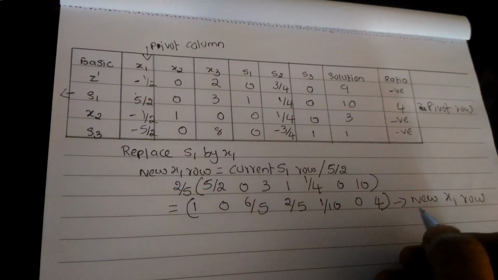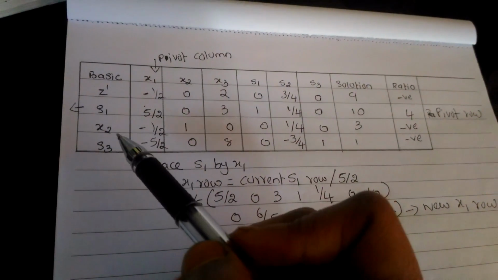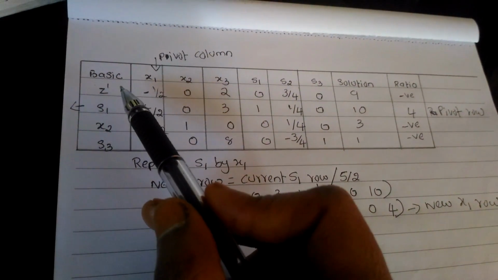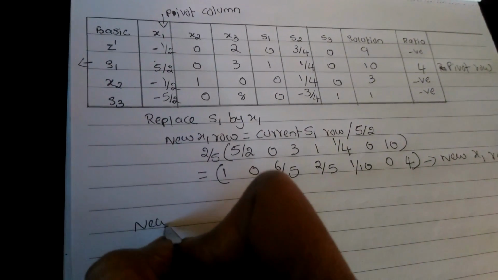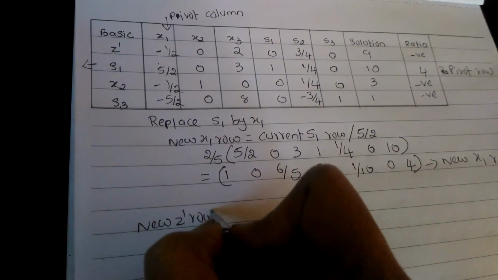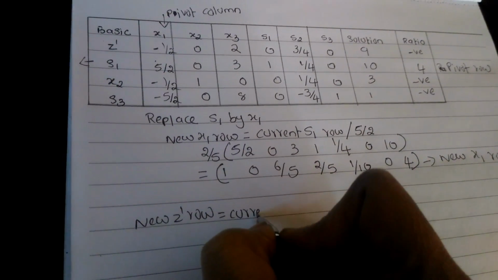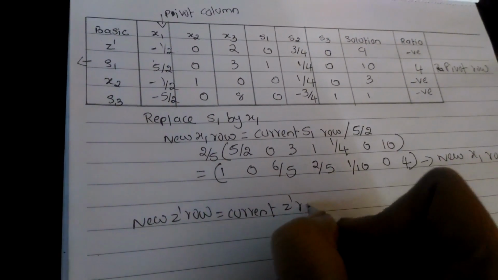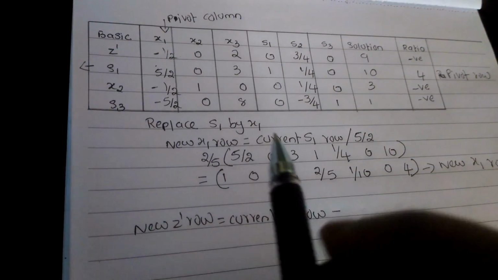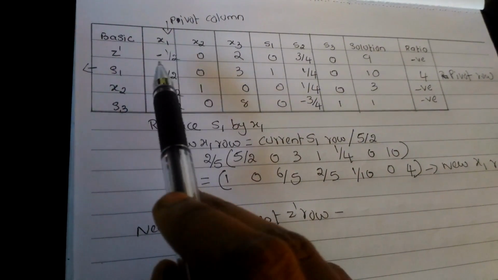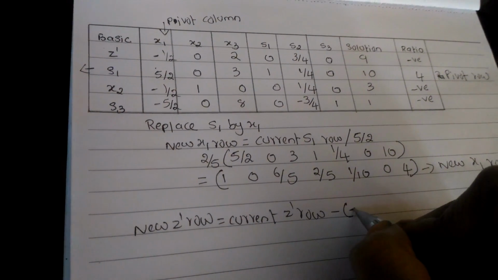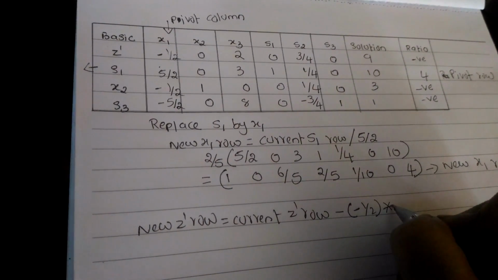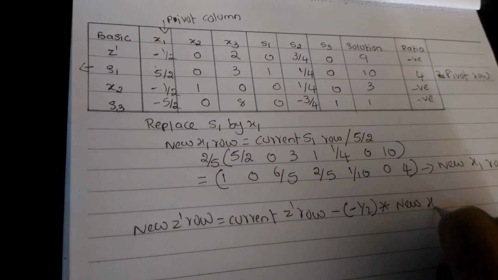With the help of this new X1 row, we will find the new values for all these other existing rows like Z complement row, X2 row and S3 row. The formulas still remain the same. New Z complement row is equal to current Z complement row minus the pivot column value for that particular row. The pivot column value for this row is minus 1 by 2, multiplied by new X1 row.